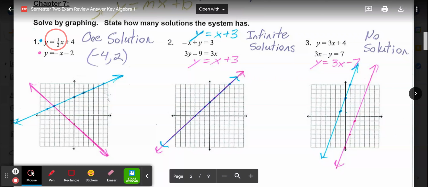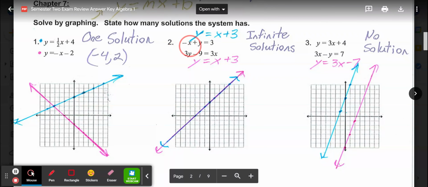So for the first line, y equals 1/2 x plus 4, go up 4, slope up 1, right 2, up 1, right 2, draw your line. Other line, y-intercept is -2, slope is -1. So start at -2, slope down 1, right 1, down 1, right 1. Draw our line, and we can see there's one solution where they cross at -4, 2.